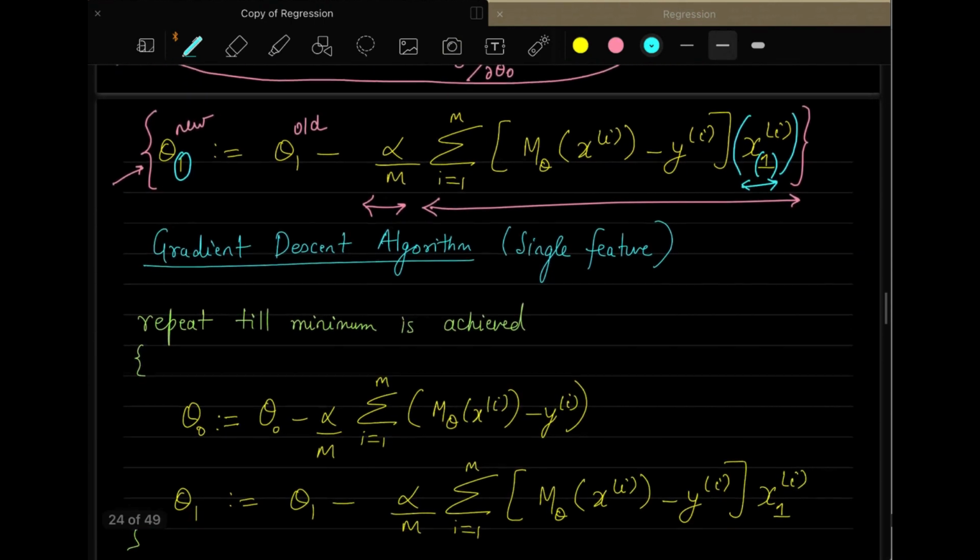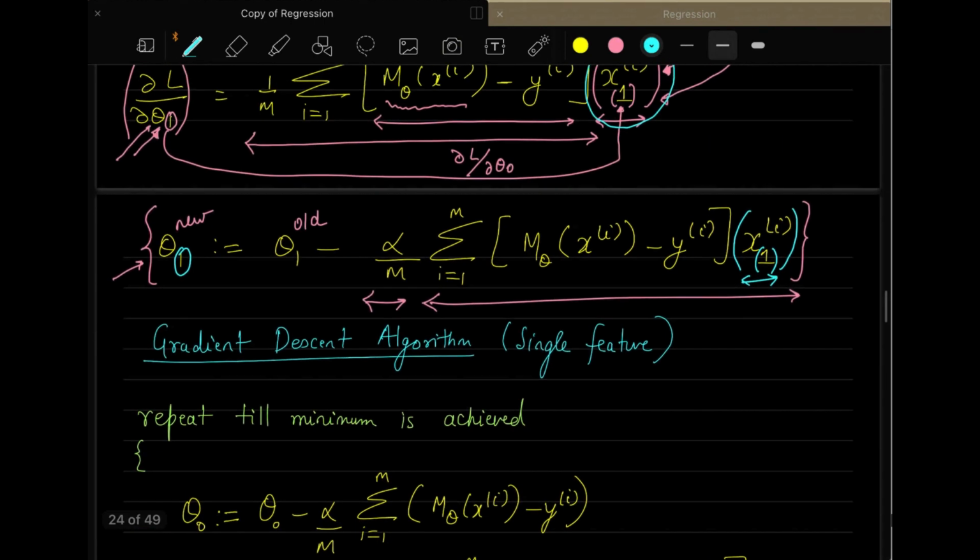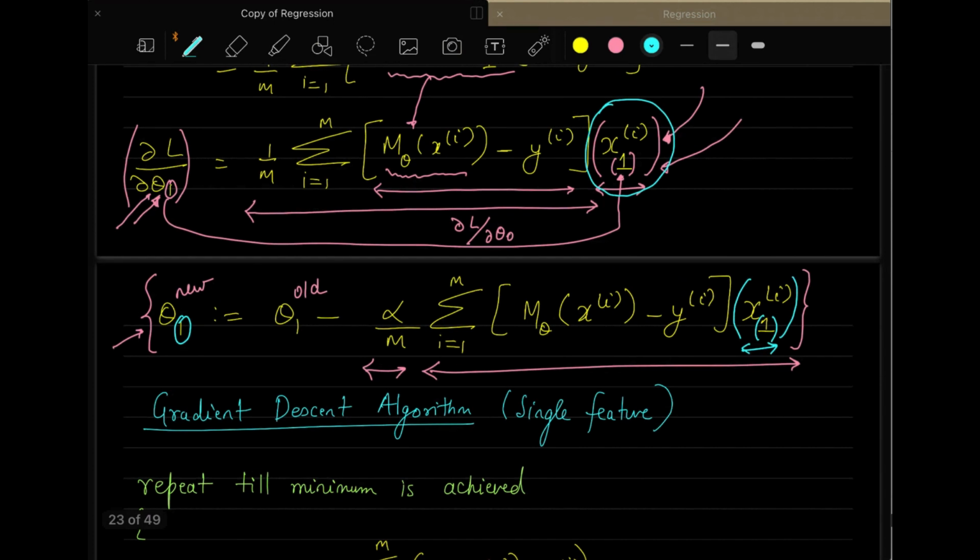Sir, if let's say we had to calculate one more theta 2, then the equation on the right hand side would be the same, but we would then multiply x1 and x2 both. We will see that derivation. That's what I am saying. In the coming slide, we will have this thing coming out.